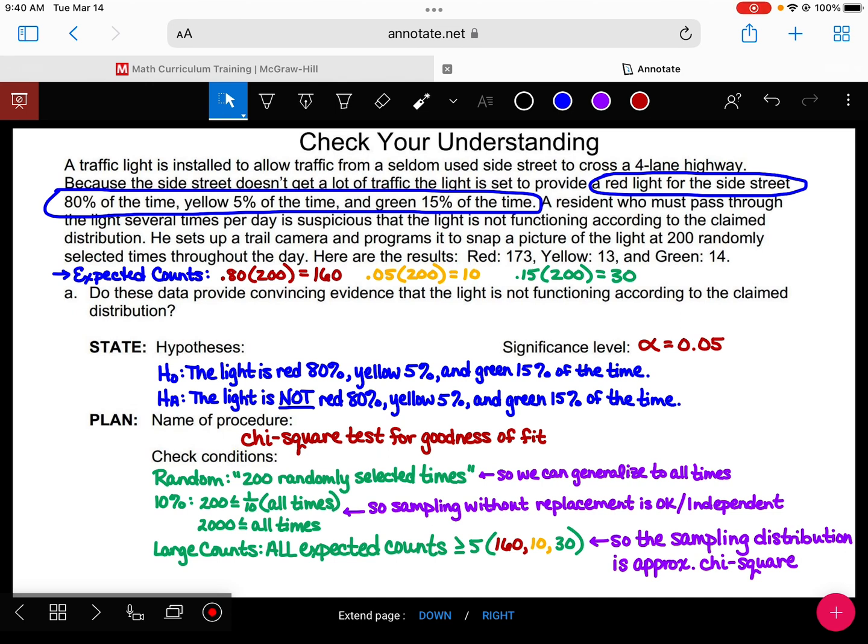If you want to, snap a quick picture of this. And then we will look at the work and the conclusion down here.